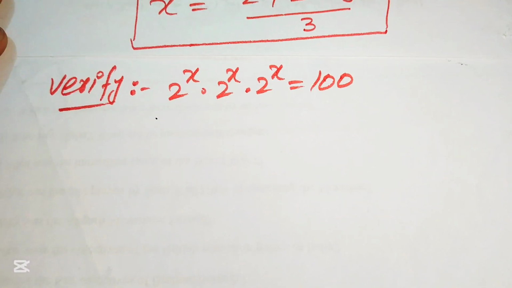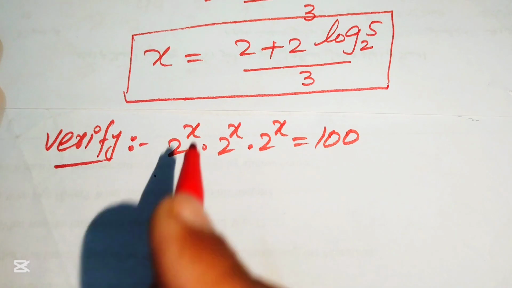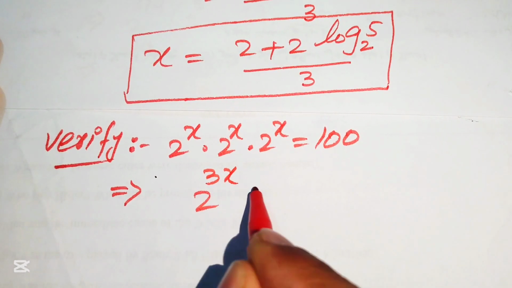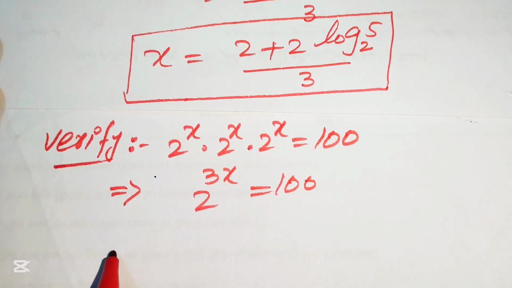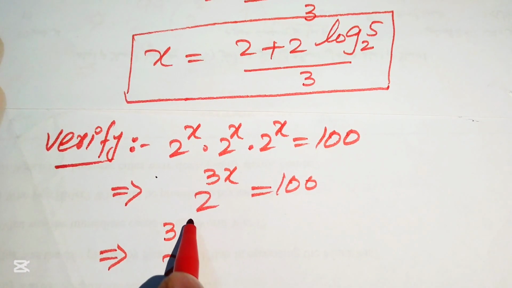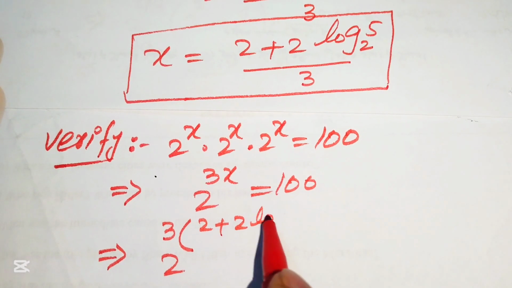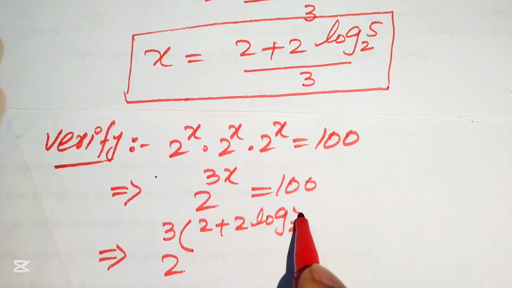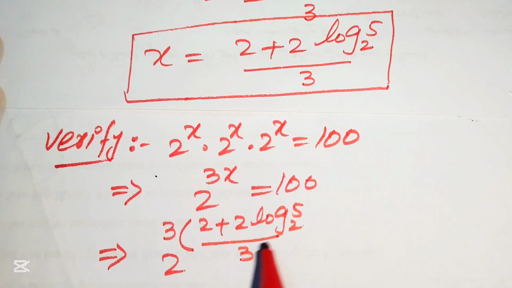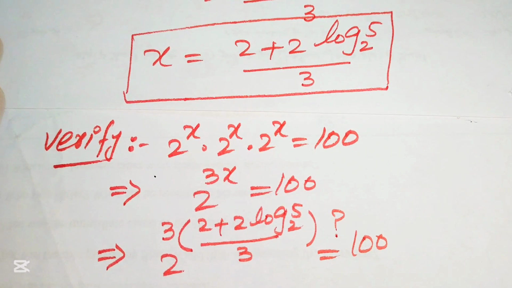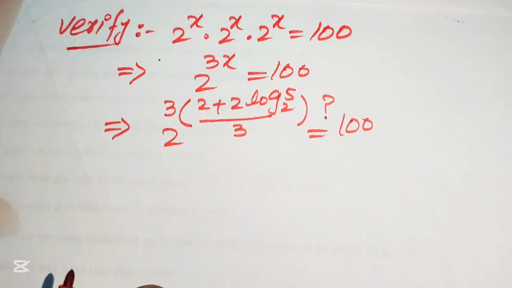So first we write this 2 to the power of x in simplified form. We write this as 2 to the power of 3x equals 100. And now we replace the value of x here. Okay, so we have 2 to the power of 3 times the value of x, which is 2 plus 2 log base 2 of 5, divided by 3, and this equals 100. We check this. Okay, does this equal 100 or not?